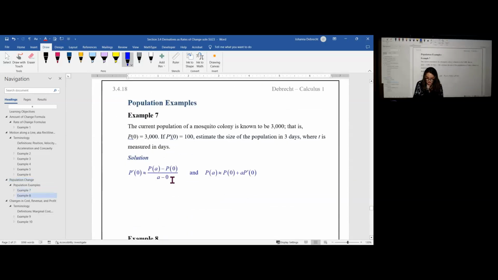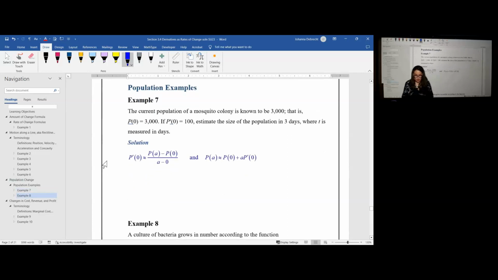Now we want to take a look at example 7, which describes a mosquito colony that is known at the beginning to have 3,000 mosquitoes. That means the population at t equals 0 is 3,000. If the growth rate, the rate of change or first derivative at 0 is 100, can we use this to estimate how many mosquitoes we have in 3 days without the actual function? And the answer is yes. We're going to use our equation here that the derivative is roughly equal to the slope of the secant line as long as the interval is small.